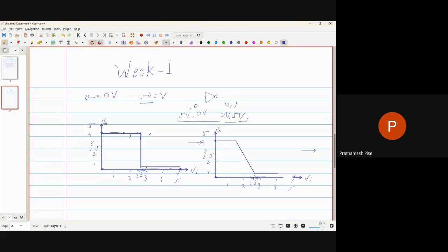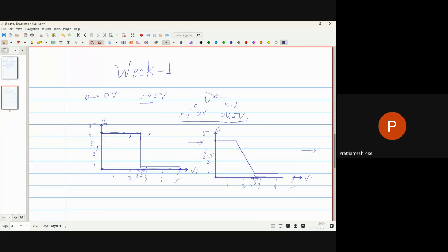So any doubt till this point, guys? No, sir, all clear. So you got this VTC. Why we have this region which is all considered as high, and then this region which is not considered in logic terms, and then this region which is considered low. Okay, so in this graph now we can define some terms.